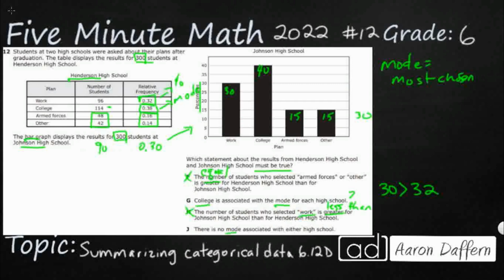Well, once again, we're coming back to this mode. And the mode is simply asking what's the most chosen. And yes, we can easily see that college here is the most chosen for Johnson. And then we can just look at the raw numbers and say, yeah, college is the most chosen, or the mode, for Henderson High School as well. So that is incorrect. So our answer here is going to be G.